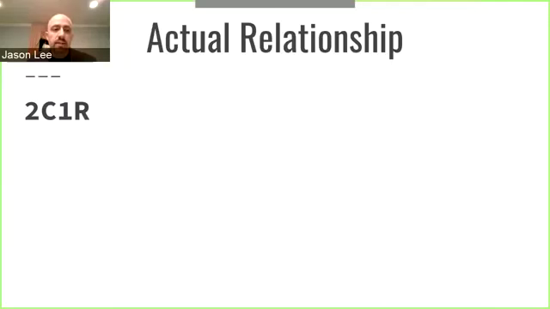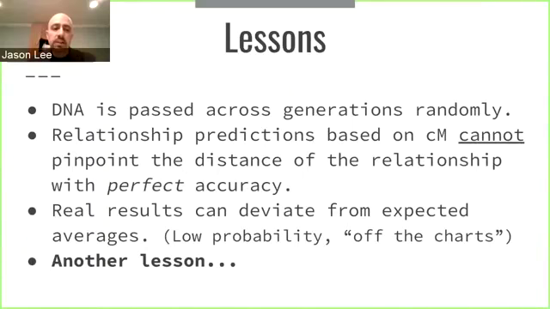So this one was easy to sort out, but as you can see, the actual relationship here is not quite what the green chart and Jonny Perl's tool were predicting. So an important lesson here is that DNA is passed across generations randomly, and relationship predictions based on centimorgans cannot pinpoint the distance of the relationship with absolute perfect accuracy.